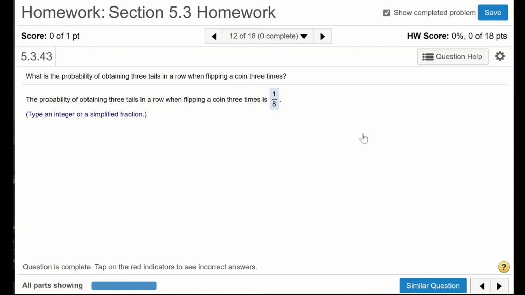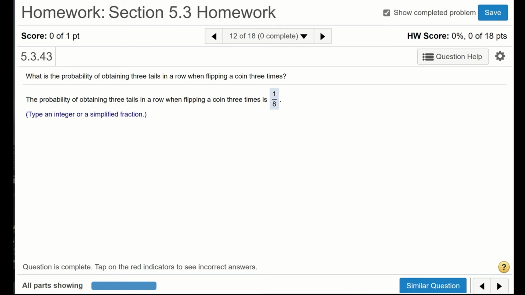Here we have the probability of obtaining 3 tails in a row when flipping a single coin 3 times, right? So you can either flip 3 different coins at the same time, or you could use the same coin, but then you'll have to do successive flips, right? So obviously those would be independent events, because the result of one flip does not affect the result of another flip.